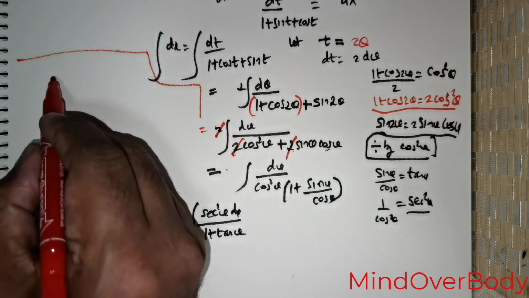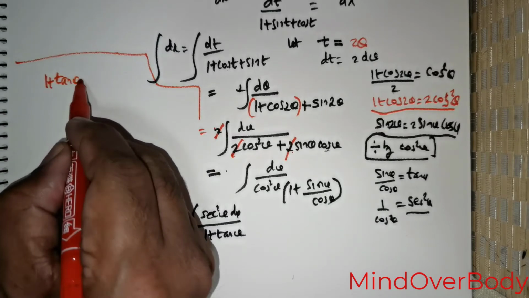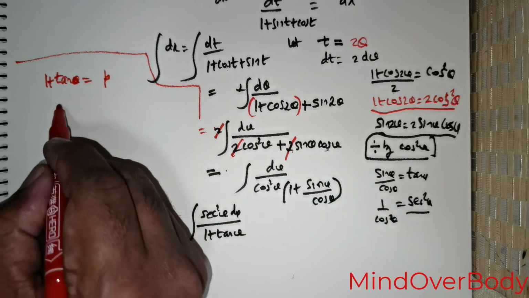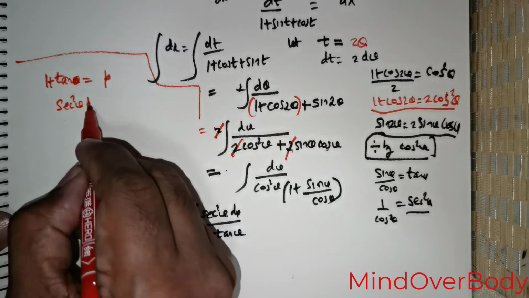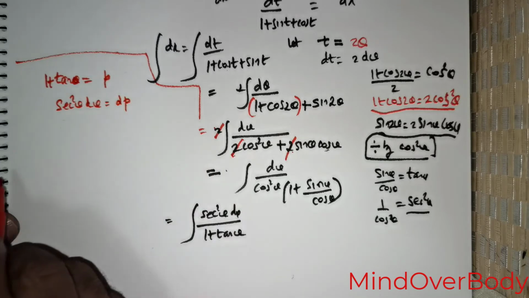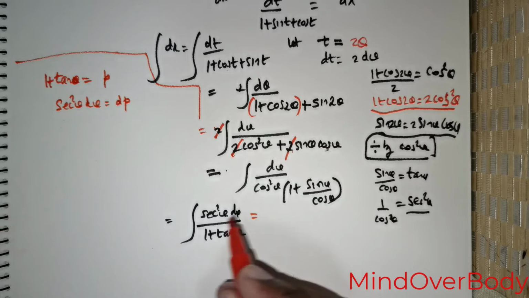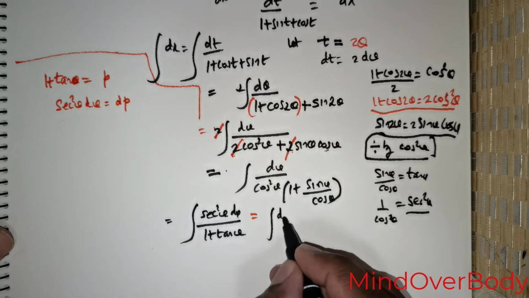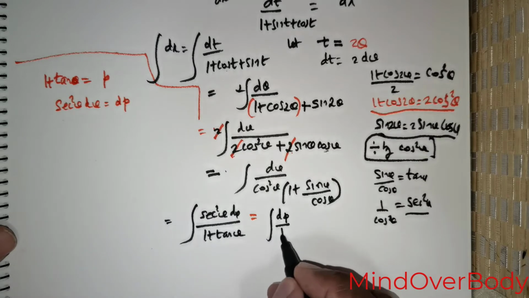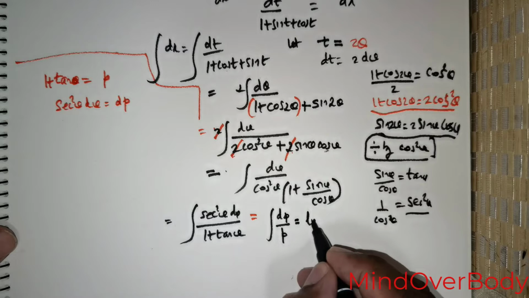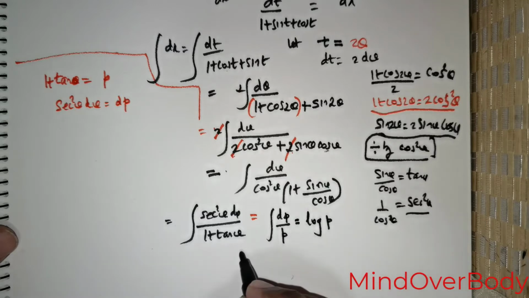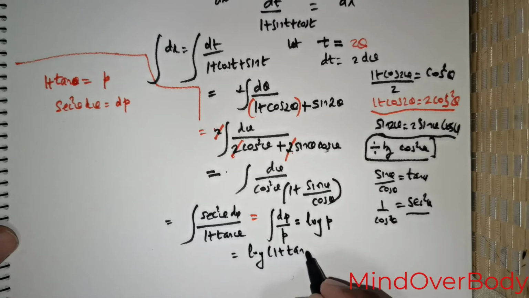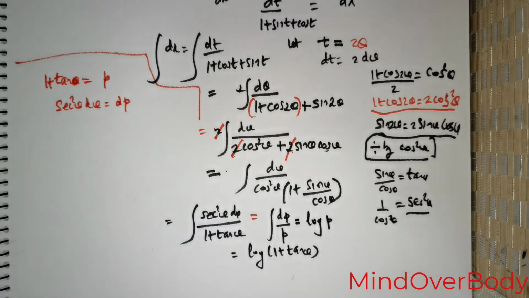Okay, so I'm going to say let 1 positive tan theta be equal to some p. So the differential of tan theta is going to be secant squared theta d theta, which is equal to dp. So if I substitute, in place of secant squared theta d theta, this is going to be my dp. In place of 1 plus tan theta, this is going to be my p. If I integrate, this is going to be my log p, which is nothing but log of 1 positive tan theta. So this is what I have got.